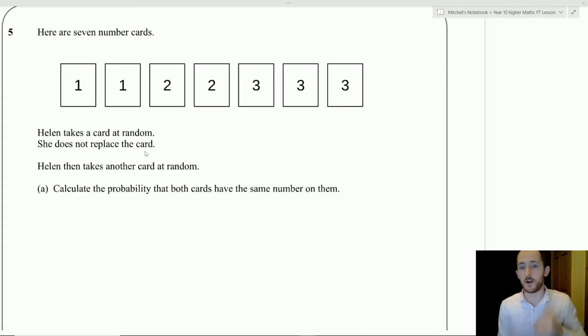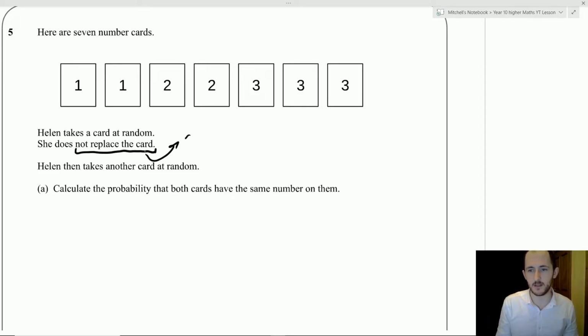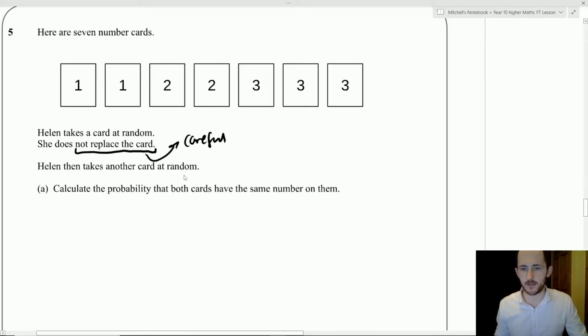So far, all of our questions have been this. They don't replace, okay? Now, if they don't say that they replace it, then assume that they don't replace it. If they replace it, something different happens. So you need to be very careful that it says this, or that it doesn't say they replace them. There's a question coming up, I'm pretty sure, where they replace it. The probabilities change slightly. Think about what would happen.